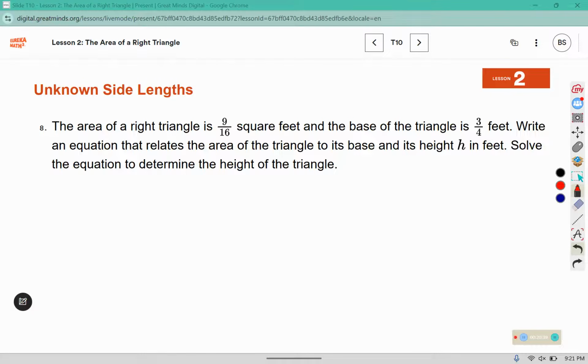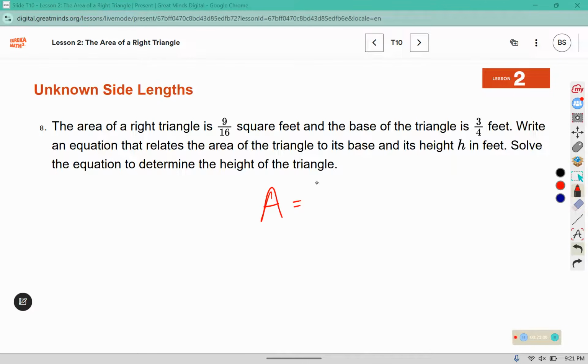The area of a right triangle is 9/16 square feet, and the base is 3/4 feet. Write an equation that relates the area of the triangle to its base and its height, h in feet. Solve the equation to determine the height of the triangle.